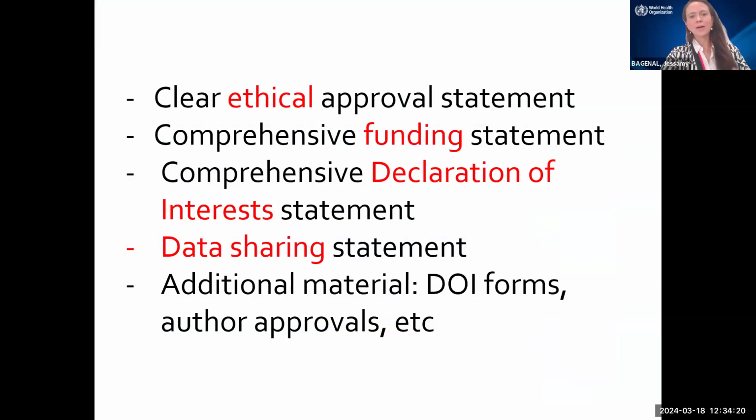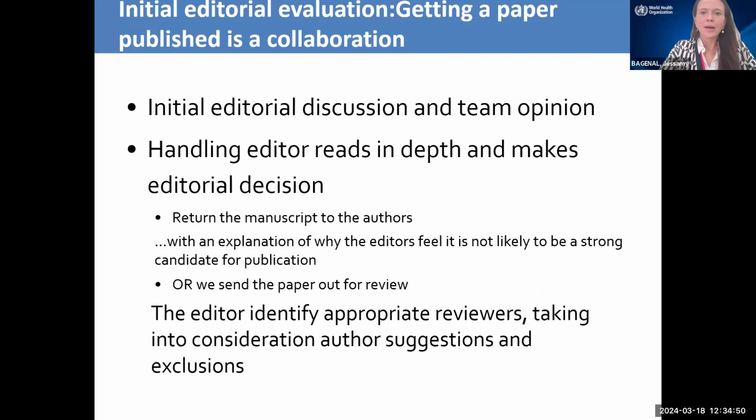So in terms of things that we absolutely must have in research papers, we must have an ethical approval statement, we must have a funding statement, we must have a comprehensive declaration of interest statement, and data sharing statements. We always ask for competing interest forms and for author approval. So every author that's listed on a research paper has to sign an author approval form and submit it before we are finally able to accept and publish a paper.